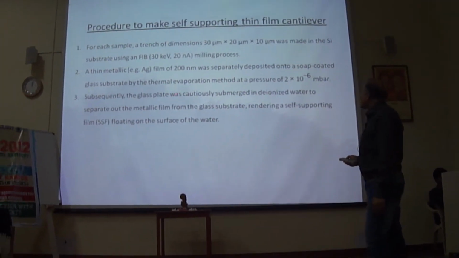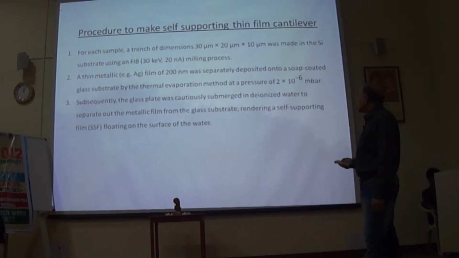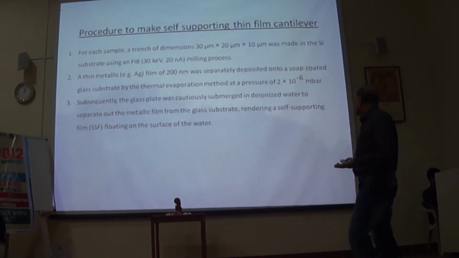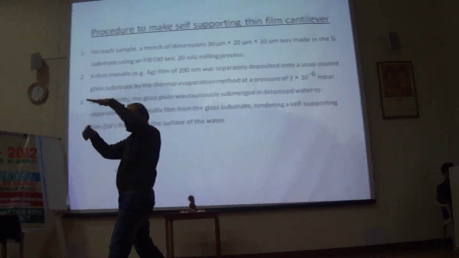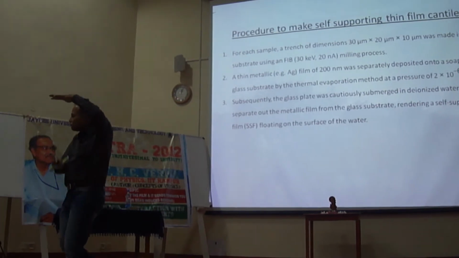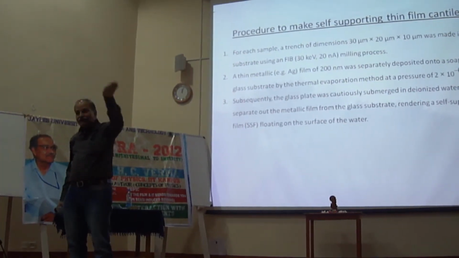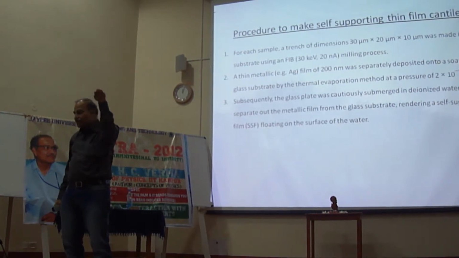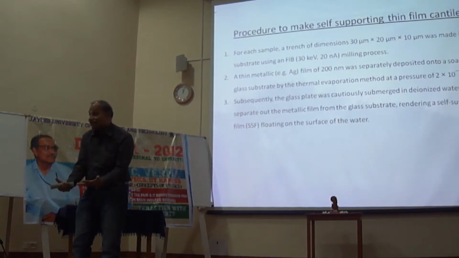Subsequently, this glass plate, a soap-coated glass substrate, was cautiously submerged in deionized water. This was the glass plate, and all this silver film was deposited from below, thermally evaporated. This whole thing, the glass substrate with the silver deposited, was cautiously put in a water tank.